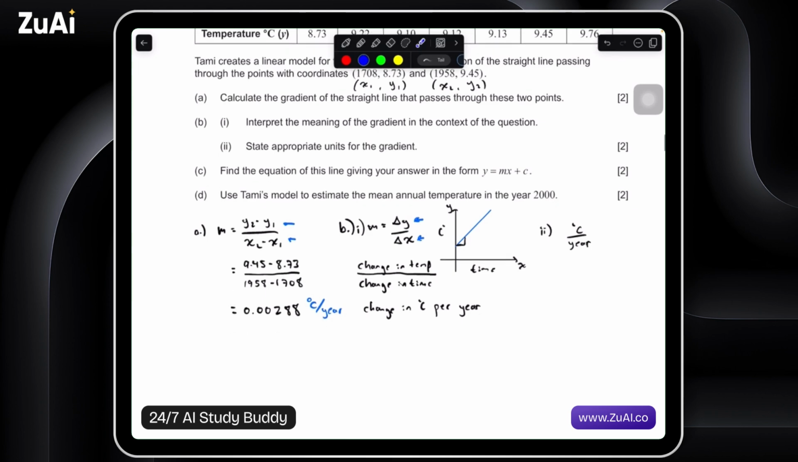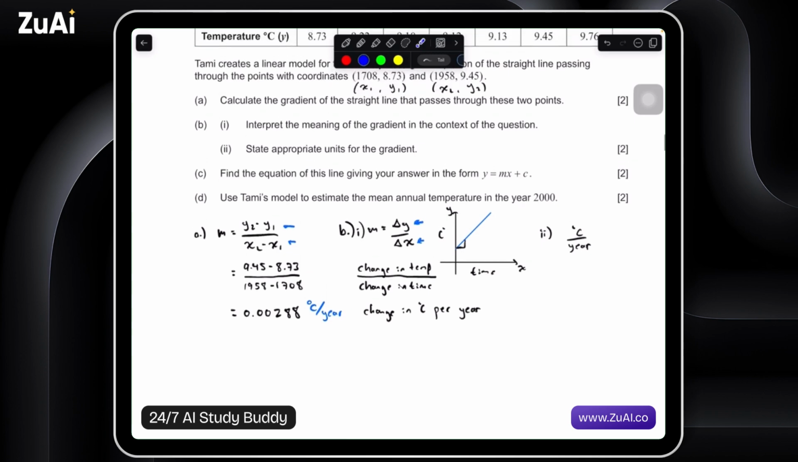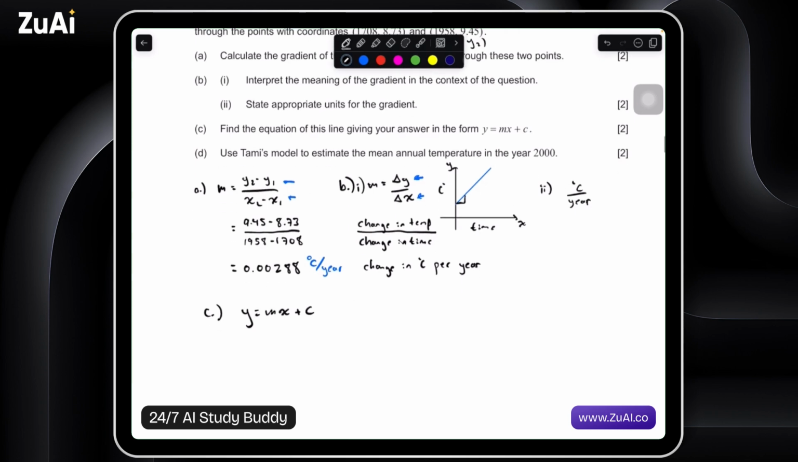Alright, part C, find the equation of this line giving your answer in the form of y equals mx plus c. Alright, so we have a slope already. We have a value of m. Let's go ahead and write this out for c. We have an equation of a line which is y equals mx plus c, and we already have m, so y is equal to 0.00288x plus c, and we know mostly everything here. Well, we know our slope, but we don't know what the value of c is.